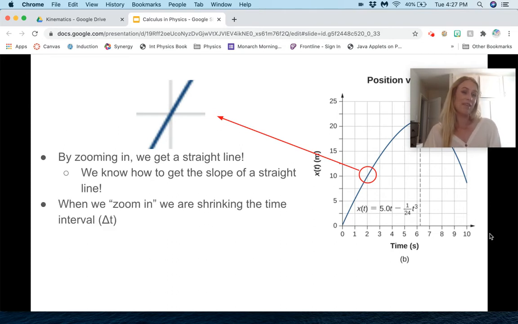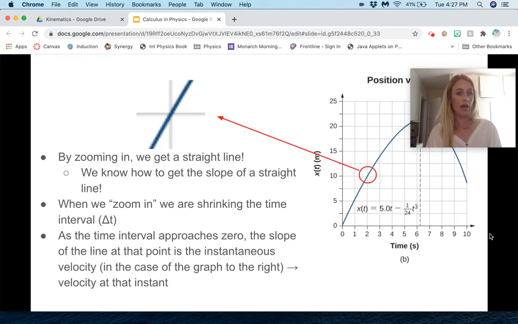Super, super easy. So when we zoom in, what we're doing is shrinking the time interval, that change in time, or delta t. We're shrinking it down. All right, we're finding the instantaneous velocity in this case because we have a position versus time graph, or position as it changes with time. So as the time interval approaches 0, the slope of the line at that point is the instantaneous velocity. And in the case for the graph to the right, the velocity at that instant of time equals 2 seconds. We talked about instantaneous velocity a little bit in the Intro to Motion lecture.